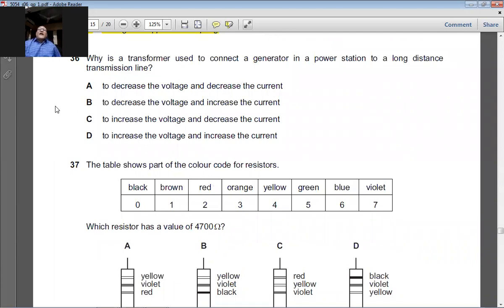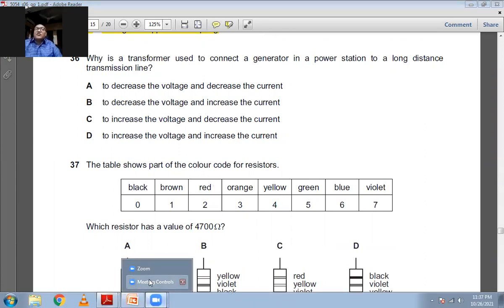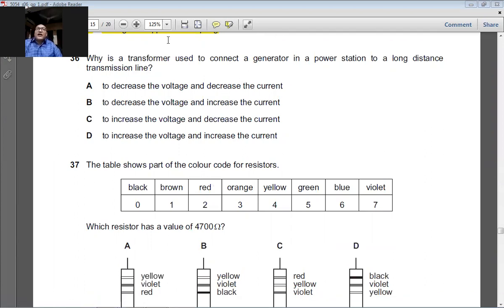Why is a transformer used to connect a generator in a power station to a long distance transmission line? The question is, why is a transformer used to connect a generator in a power station to a long distance transmission line? You see, we put a transformer there to step up the voltage. So when you step up the voltage, the current decreases. When the current decreases, the power loss in the transmission lines will decrease.